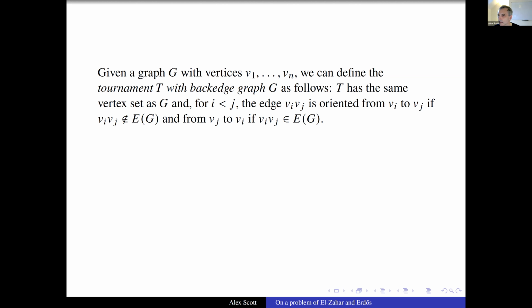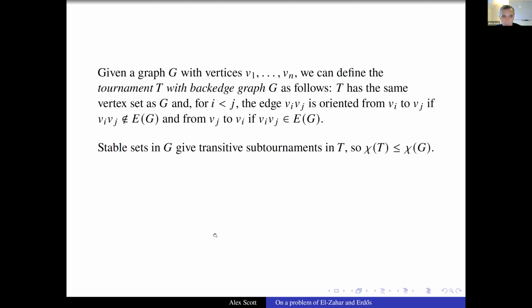So if G is just a stable set, you just get a transitive tournament going up. If G is a clique, you get a transitive tournament going down. If you have a stable set in G, then you get a transitive subtournament in T, and that tells you that if T comes from G, the chromatic number of the tournament is at most the chromatic number of G. Just take a coloring of G, and that transfers immediately to a coloring of T.